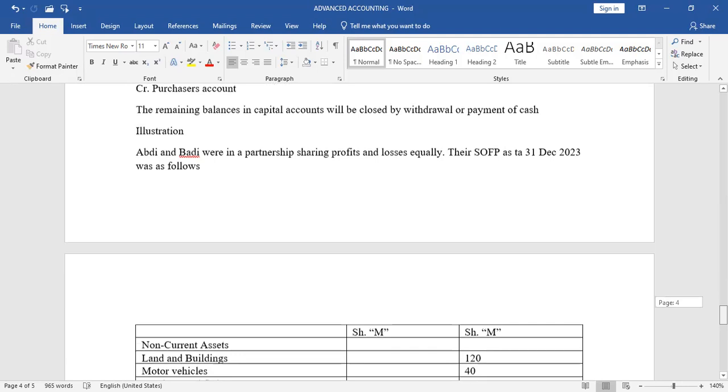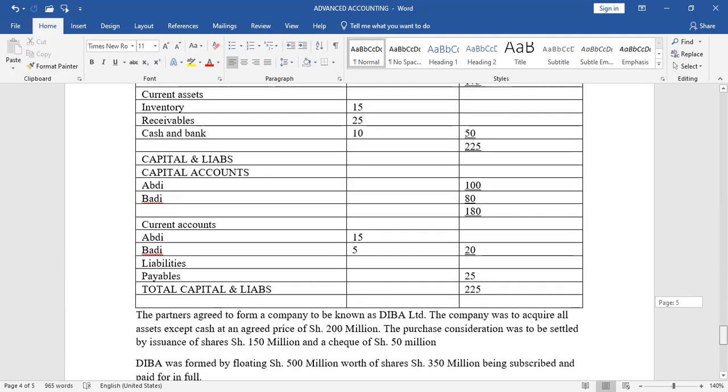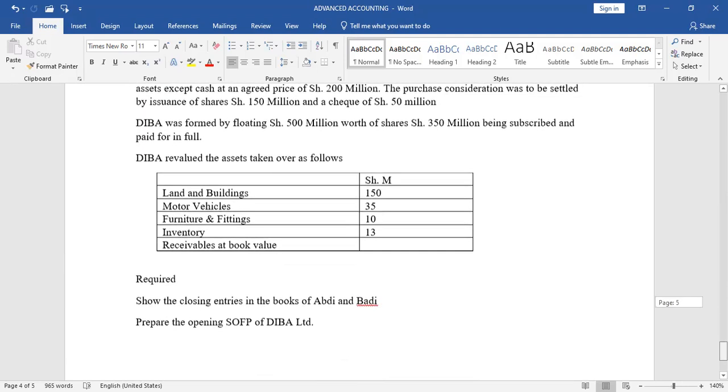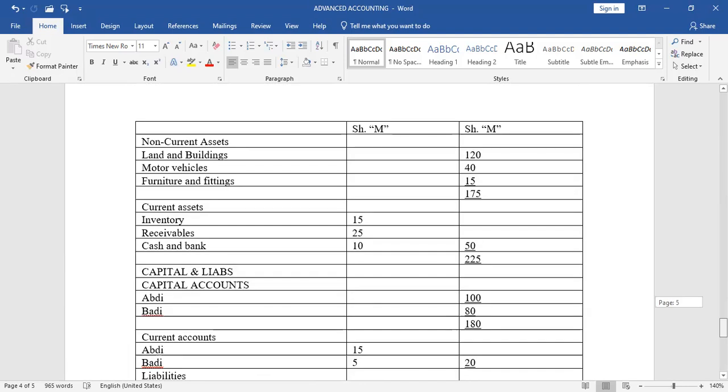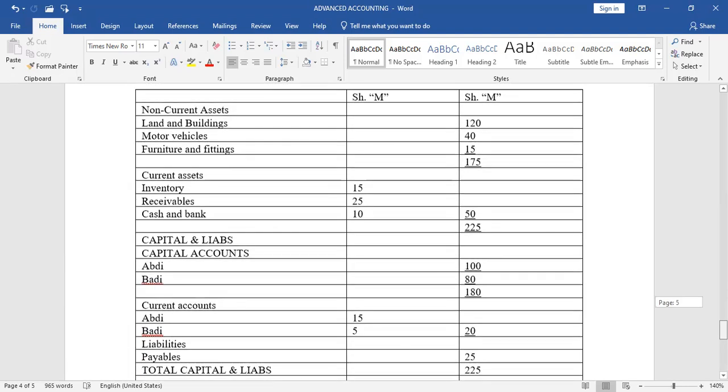Now, we're in the question that is known as Buddy and Abdi. They had assets and liabilities as given in this illustration. Okay? These are the assets and liabilities. Are we moving too fast?